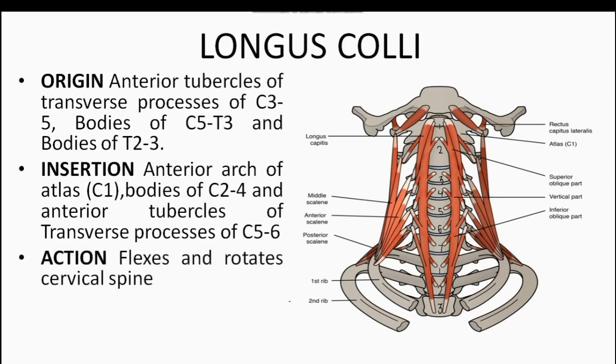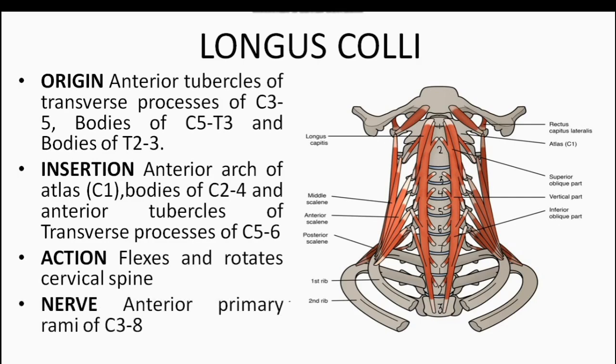The action of this longus colli is to flex and rotate the neck. The fibers of this longus colli are innervated by the anterior primary rami of C3 to C8. I've shown you this primary ramus in the beginning of this lecture.